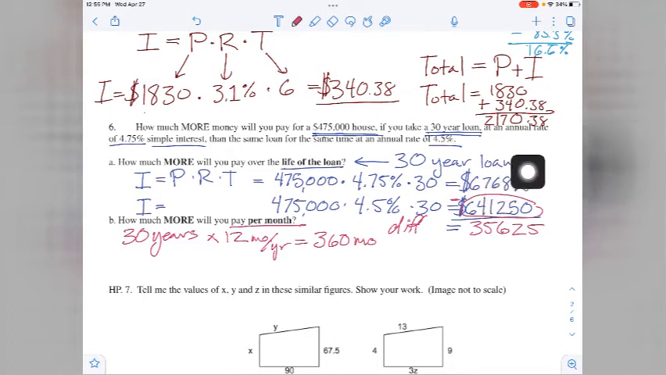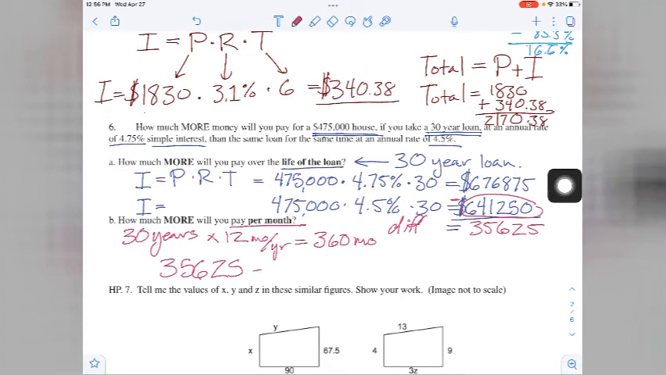Well, you could calculate these all, and you could say 676,875, and I could divide that by 360, and divide this by 360 and figure out the difference between them. But it shouldn't matter. I should get the same answer if I do it the other way. So I'm going to take my difference and divide it into 360 parts, because that's how many months I'll be paying off this difference.